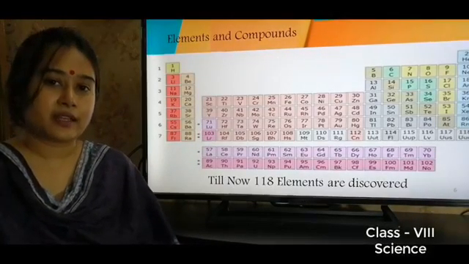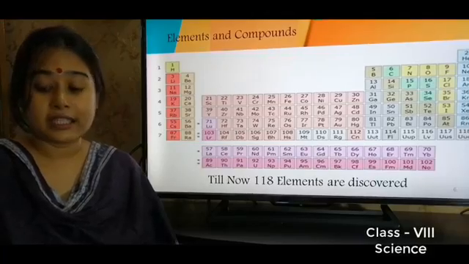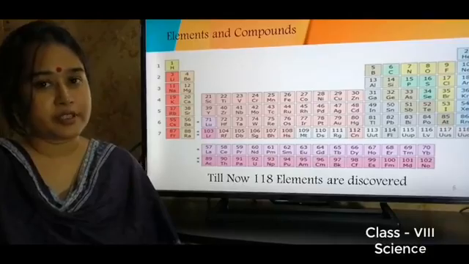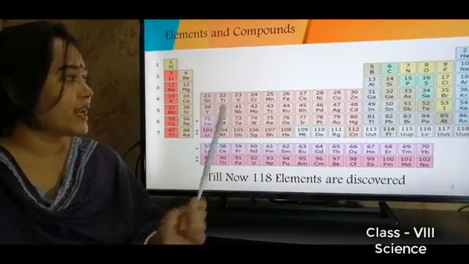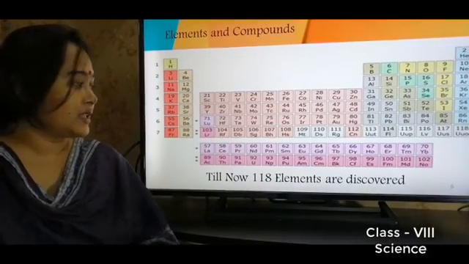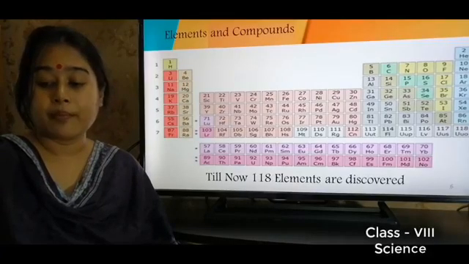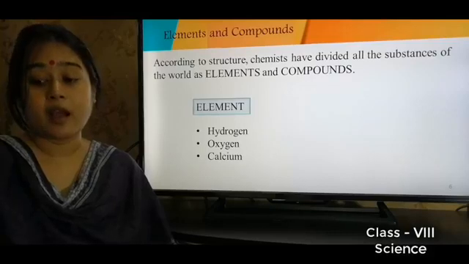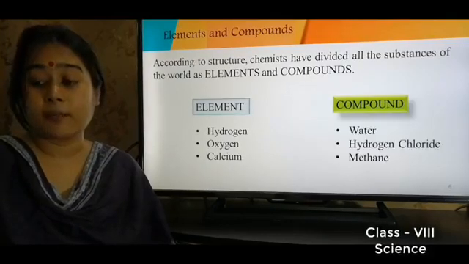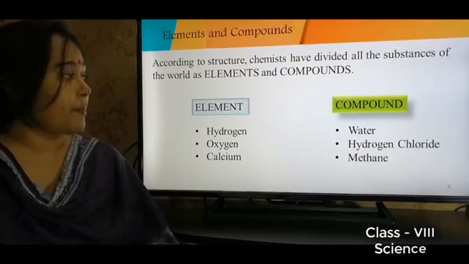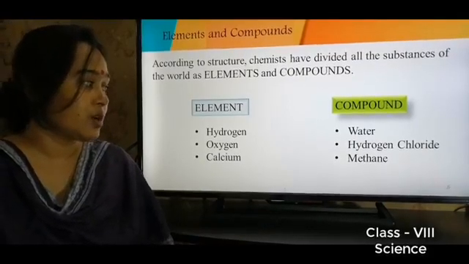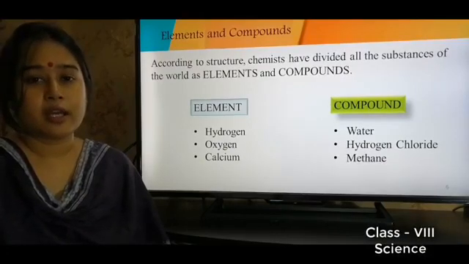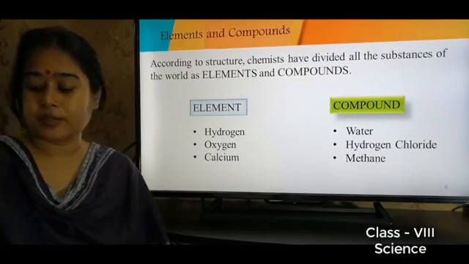How many elements are there in the world? Till now, 118 elements have been discovered. You can see all the 118 elements in this periodic table. From these 118 elements we can get compounds. Examples of compounds are water, hydrogen chloride, methane and alcohol. Lots of compounds are there in the world.